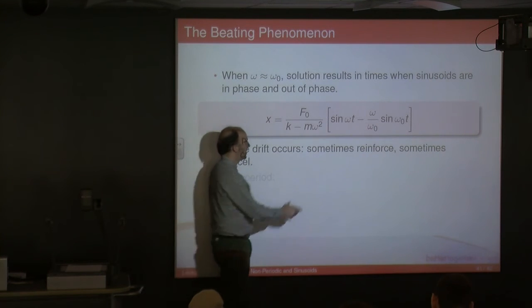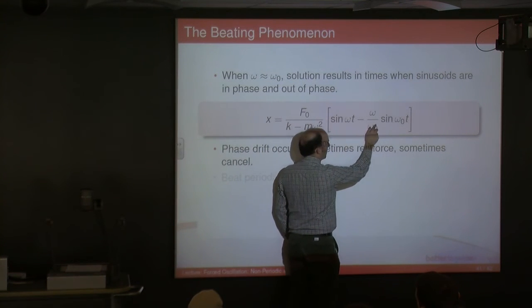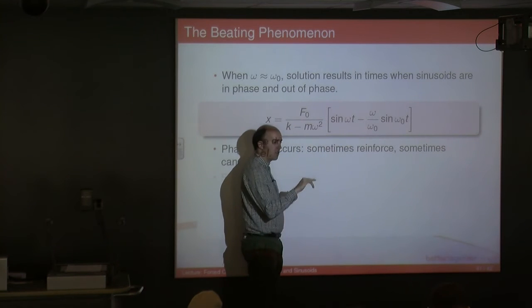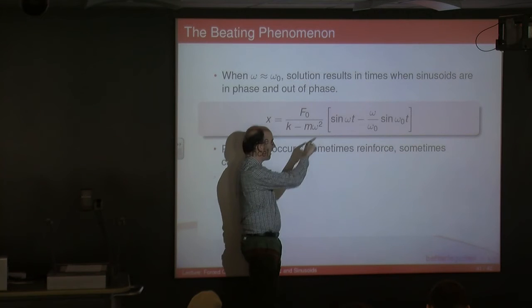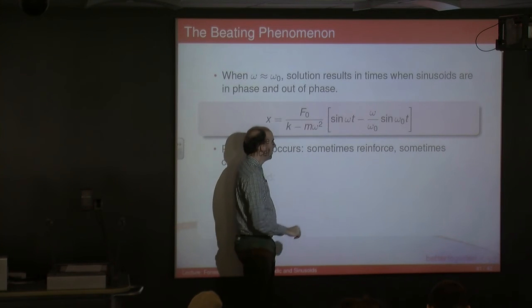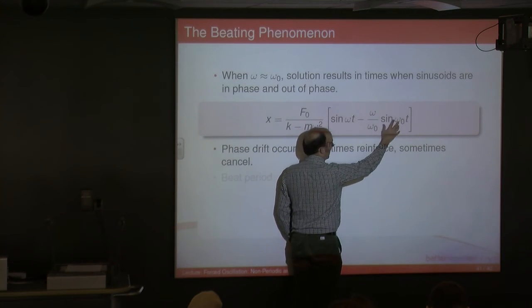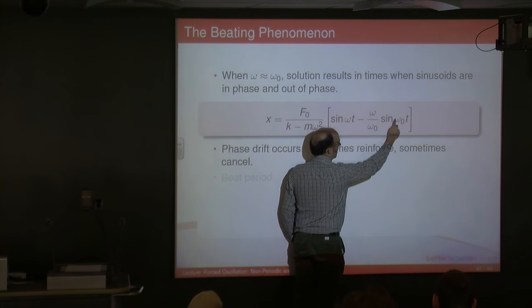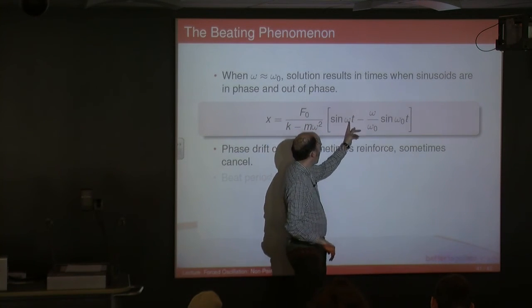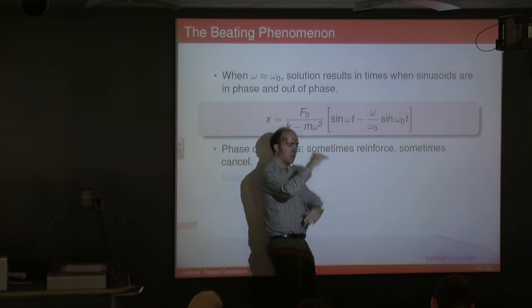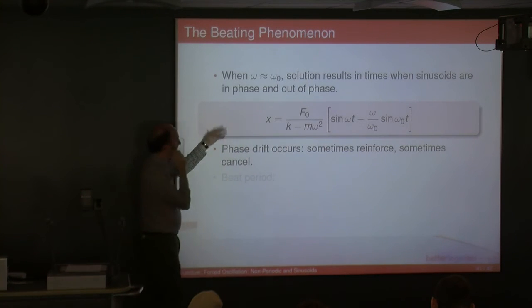So sometimes it will be sine omega t minus sine omega naught t. Those omegas are close together, so at some points that's going to be 0. Obviously, as time continues, they'll end up being out of sync. So you end up with basically sine omega t plus sine omega t. They will reinforce, and you get this thing called beating.